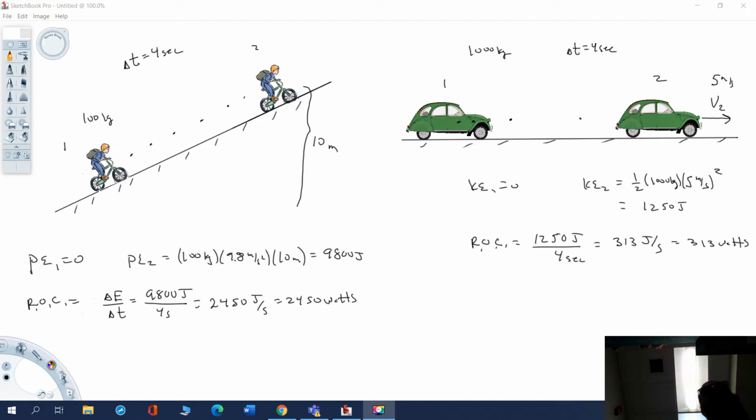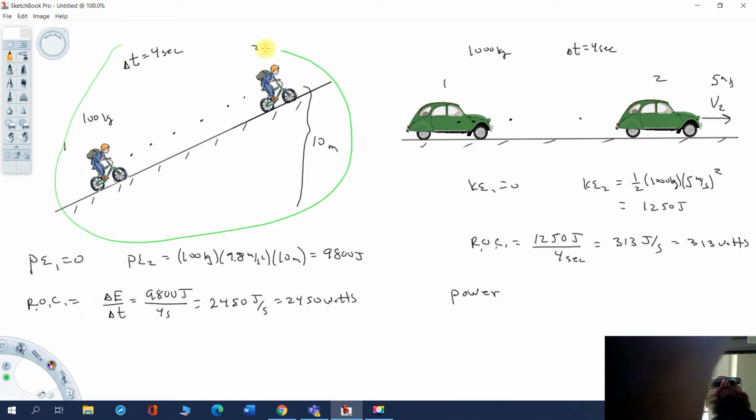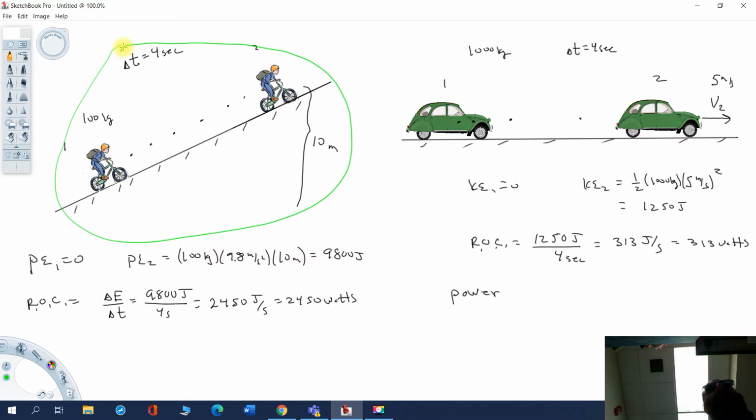I'm making this video to be an introductory video about a topic called power, which I'm going to write right here. And I got a couple cases we're going to discuss. Case one is this child biking up this hill at a speed that we're going to assume to be constant for this discussion.